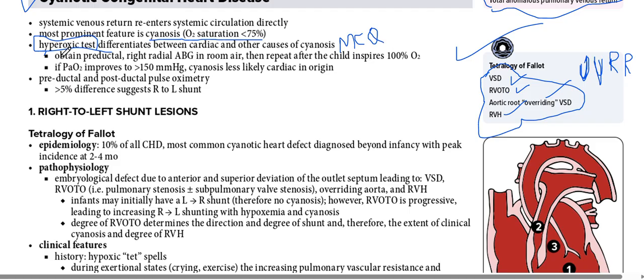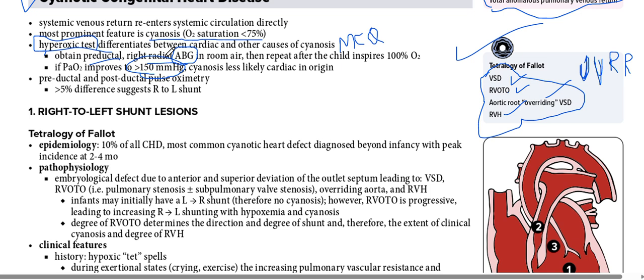Alright. Next thing is to obtain a preductal right radial ABG in room air. Repeat after the child inspires 100% oxygen. So we have to do ABGs first in room air and then repeat after 100% oxygen. If the partial pressure of oxygen improves to more than 150 millimeters of mercury, cyanosis is less likely cardiac in origin. Okay, we don't need to know all these points, but only remember the name hyperoxic test to differentiate between the causes of cyanosis, either cardiac in origin or some other cause.